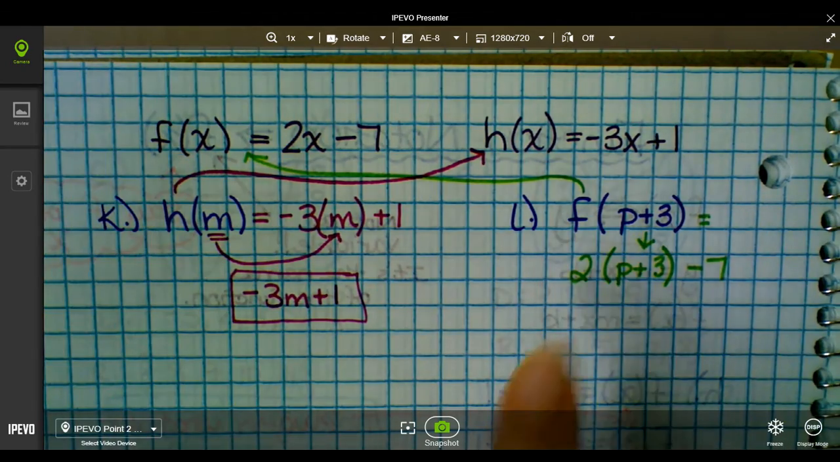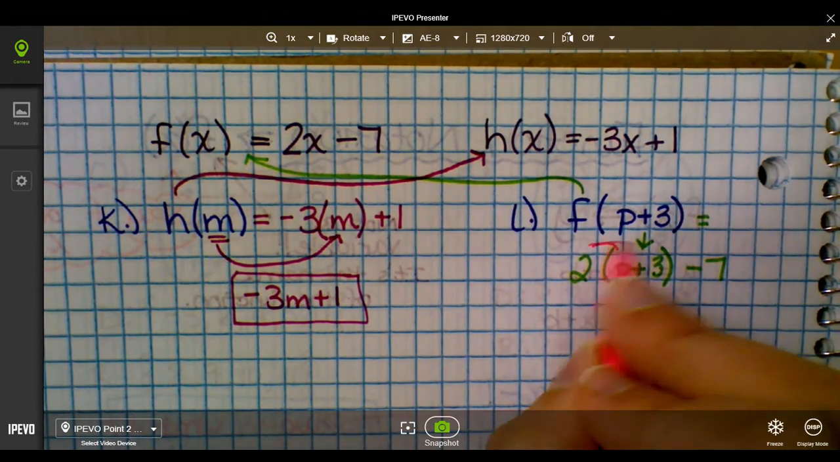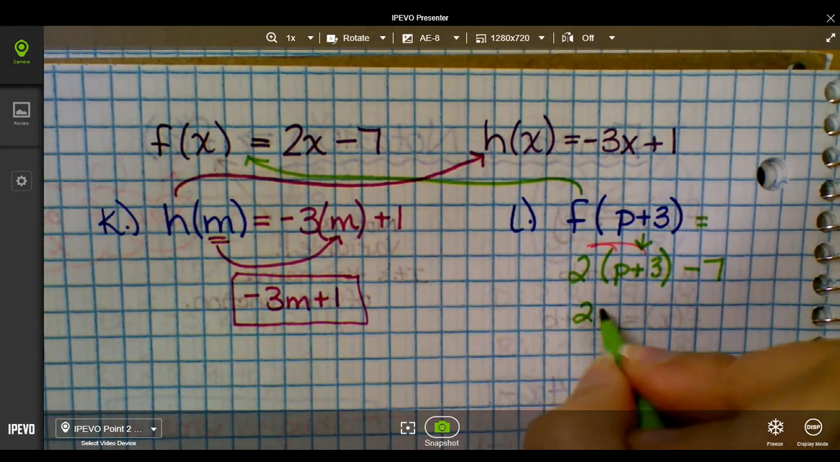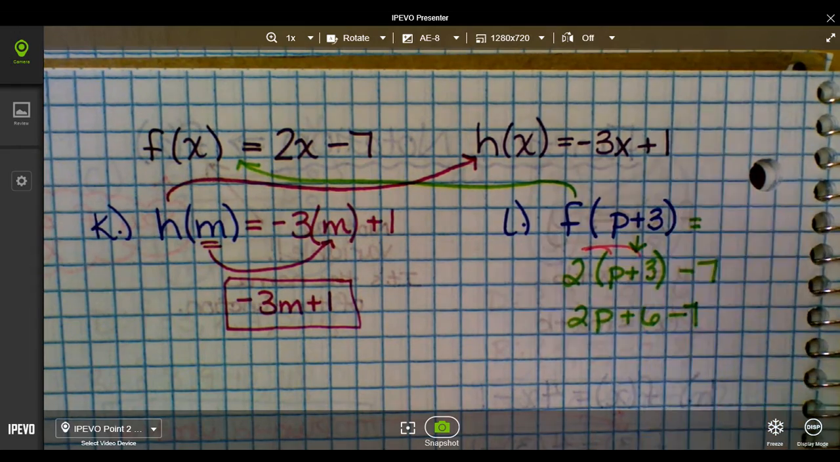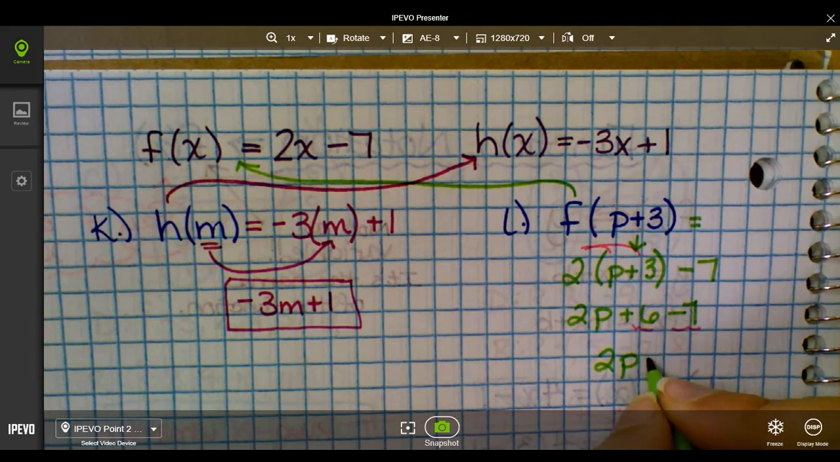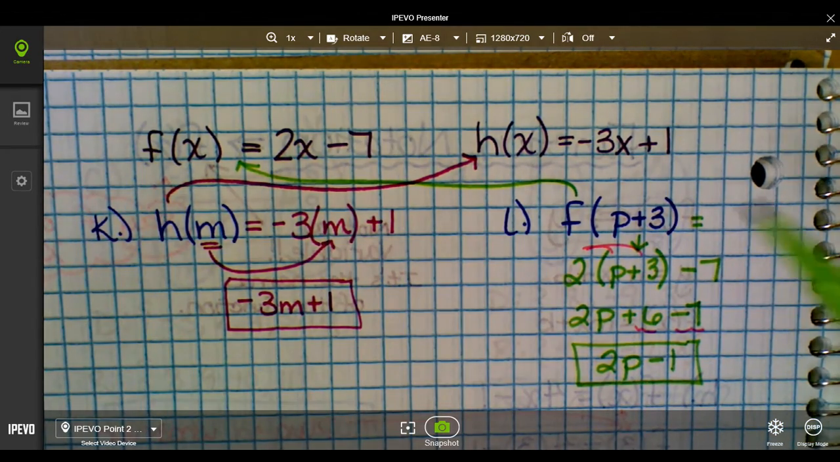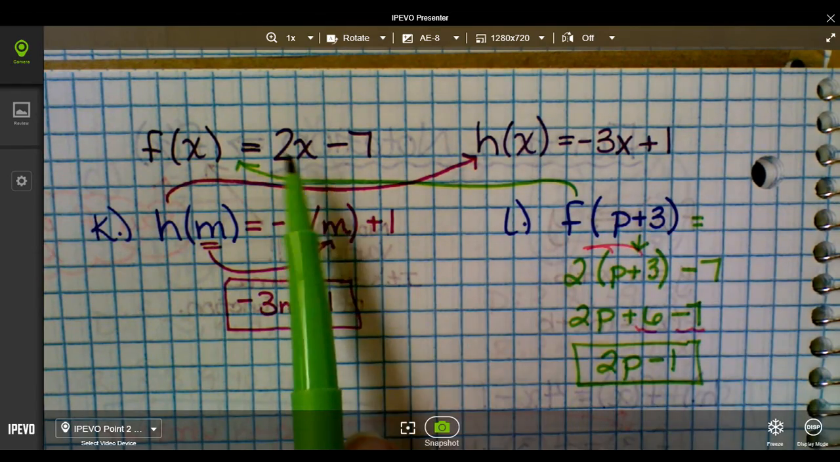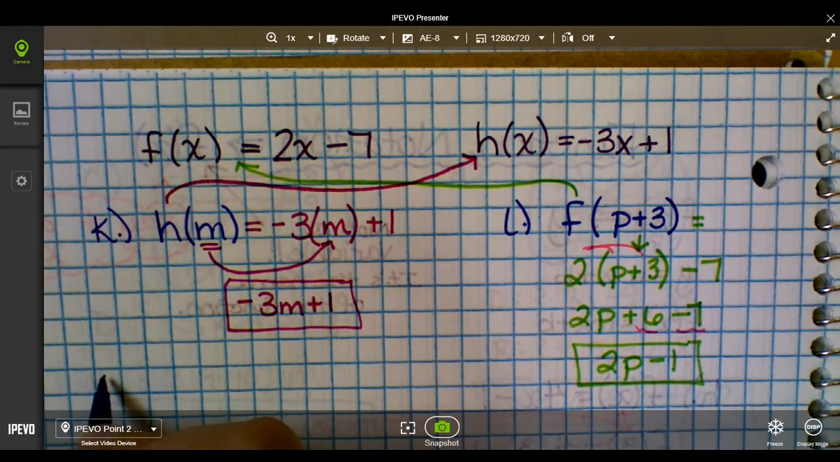Now this one you can simplify a little bit more because there's multiple things. So you can distribute over here. So I have 2p plus 6 minus 7. And then you can combine like terms. So I get 2p minus 1. Okay, so when I plug in p plus 3, I get out 2p minus 1. You're just plugging in p plus 3 in for the x for the f function. Let's try it one more time.